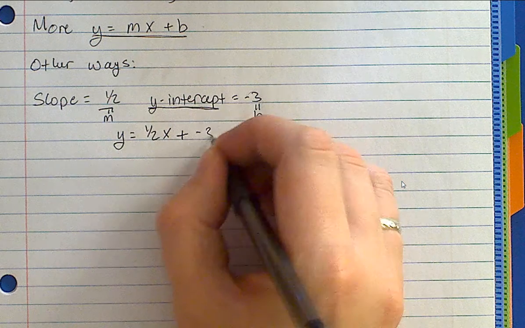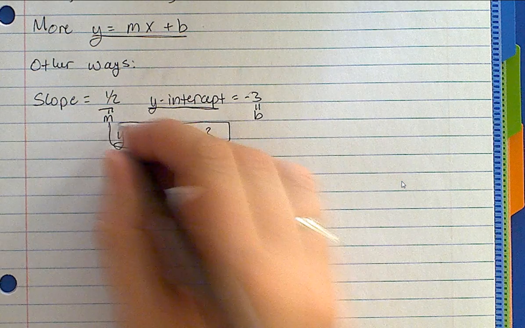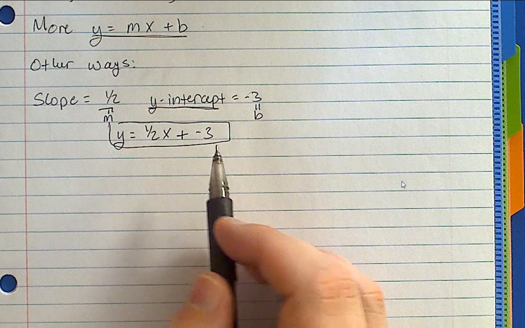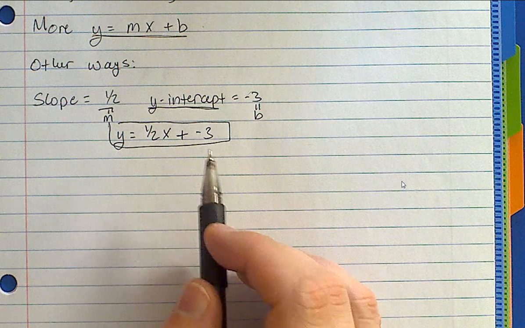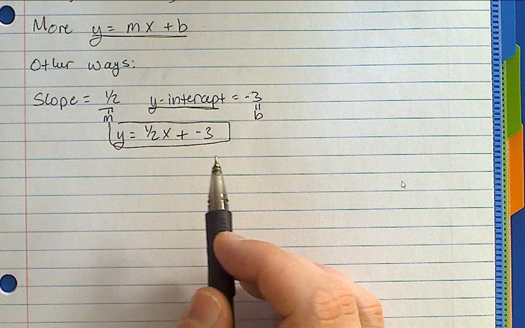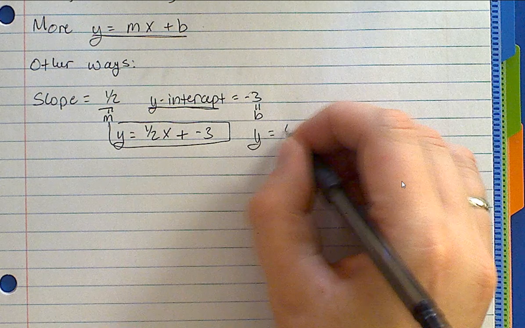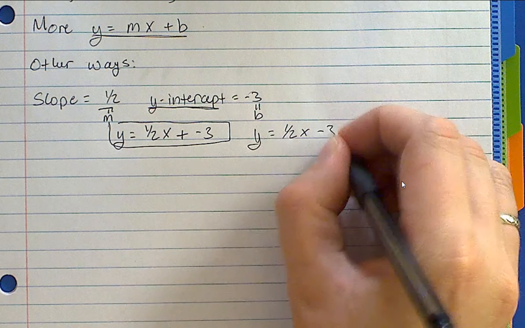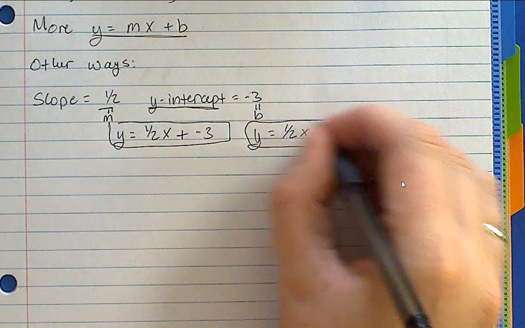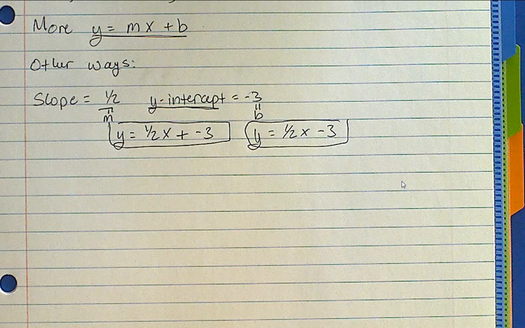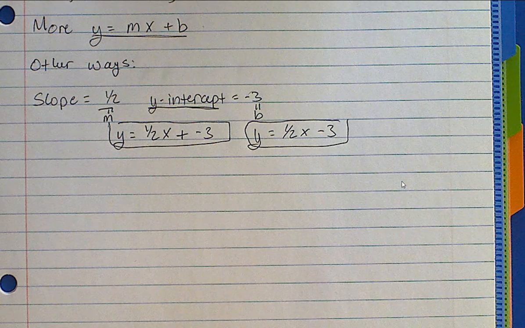In this case it's a minus. You can do it as plus -3, or you can do it as just -3. If you were to write it as y equals 1/2 x minus 3, that's fine too. They're equivalent to each other. They're the same. This is the easiest possible version of this kind of stuff. This is the easiest thing we're going to cover this entire unit.